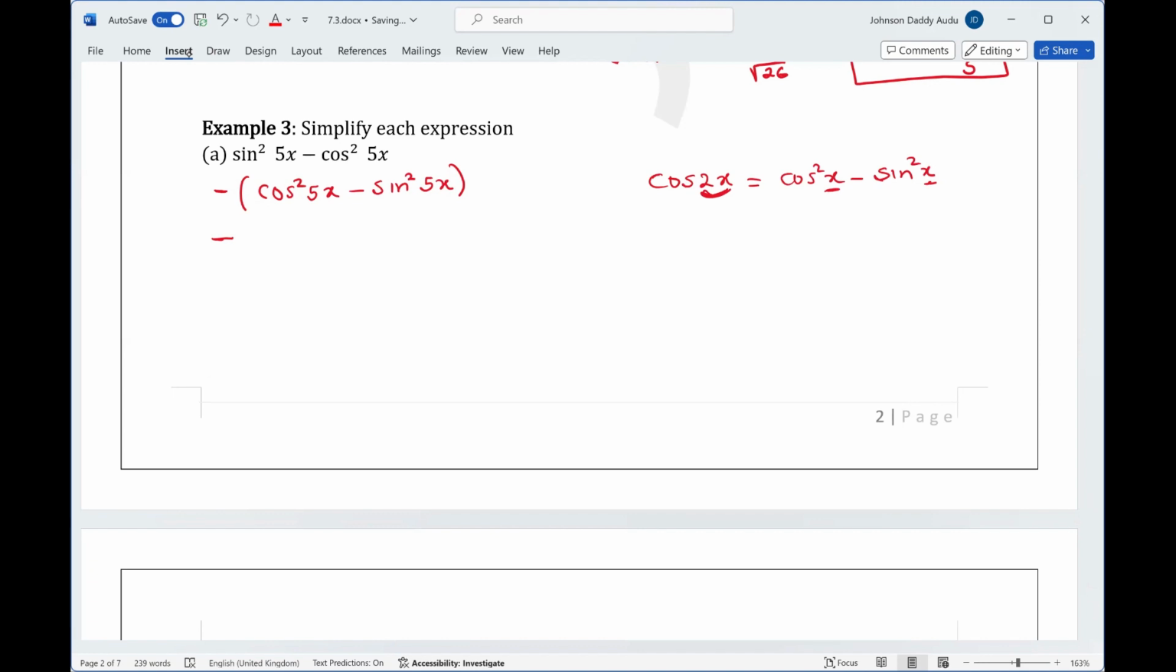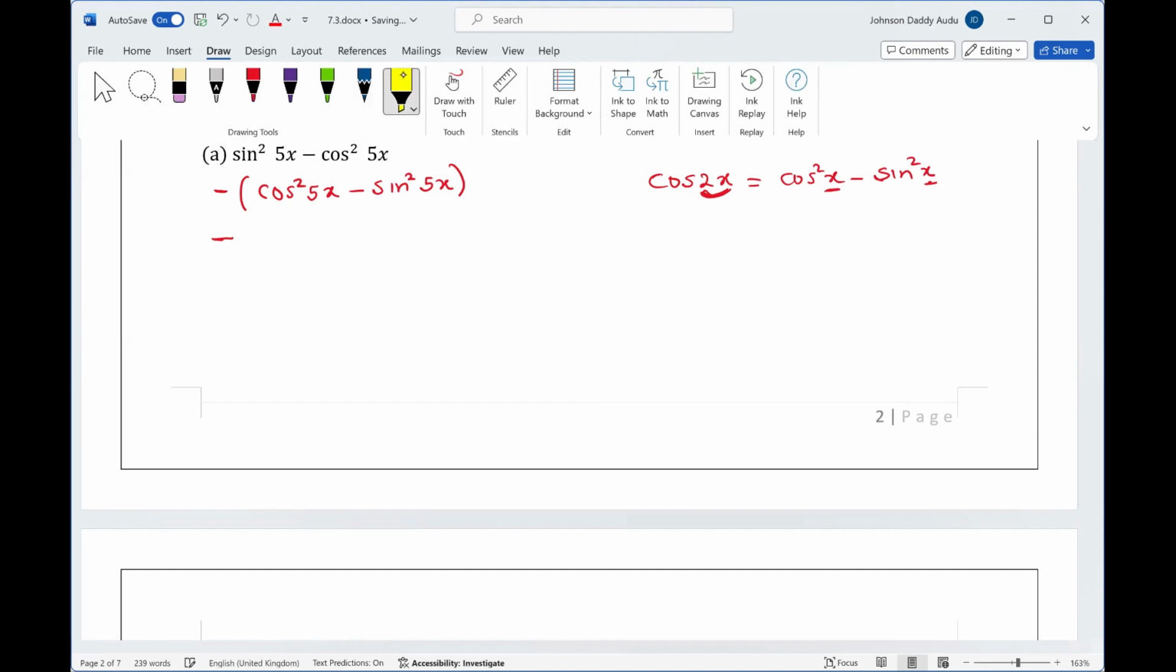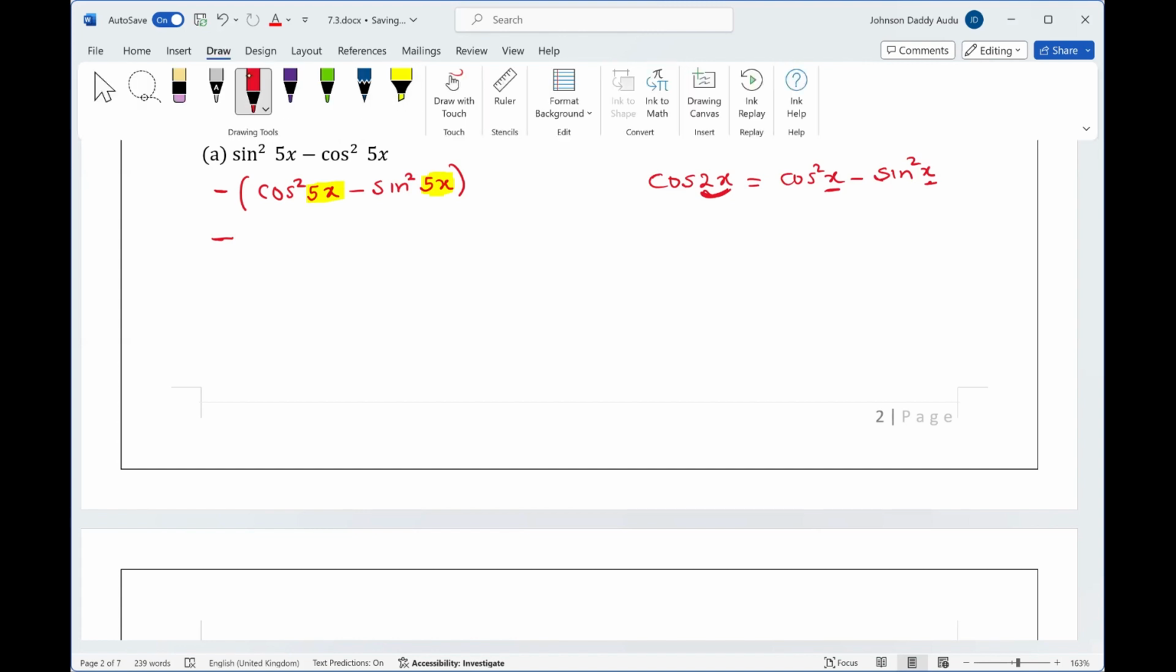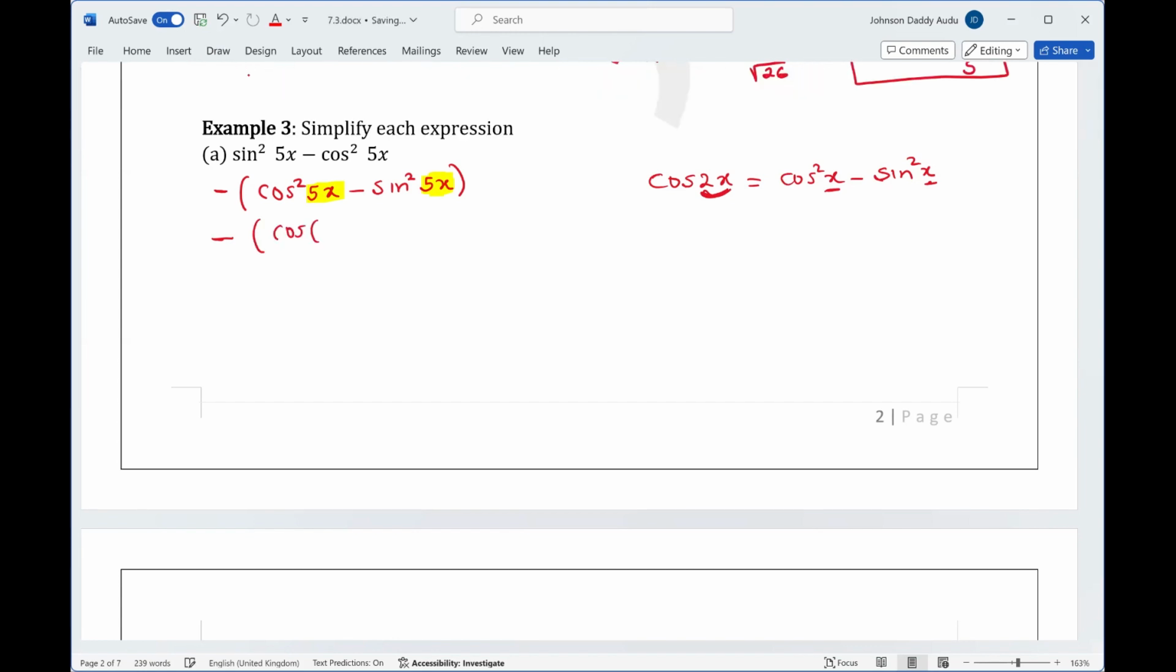So now what we are going to see is simply that what? Since we have this one here, this is 5x, and this is 5x, we need the double of it, right? So it means we have this side. So this now we can easily write as what? Cosine. The double of it will be 2 times what? 5x. So this is just minus cosine 10x. And we're done.